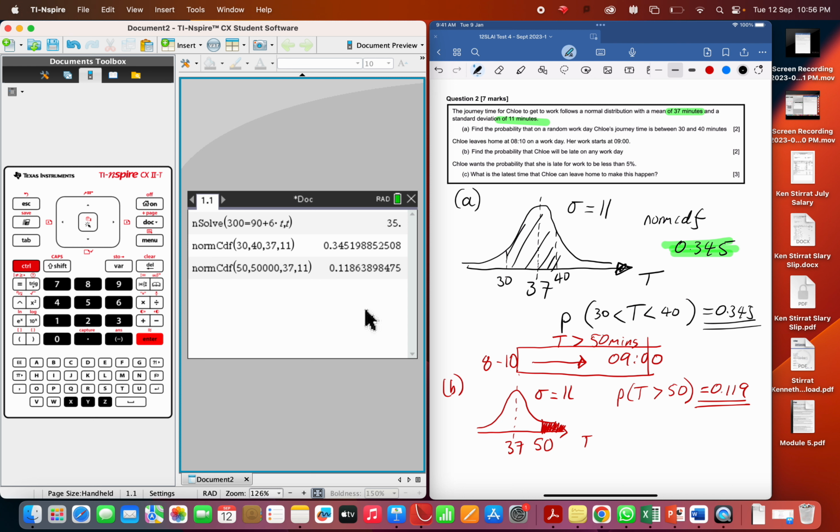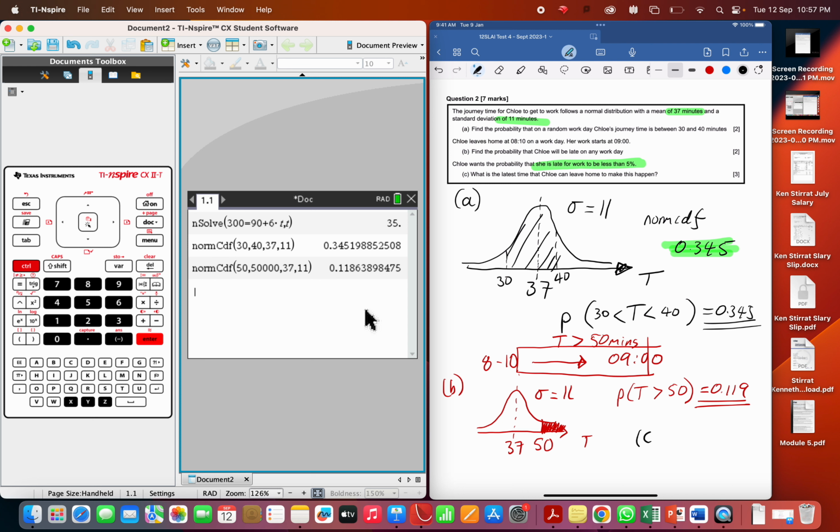Okay, now the last one I think is the hardest one. Let's take our time with it. Chloe wants the probability that she's late for work to be less than 5%. Less than 5%. Well, I think we're going to have to connect part C with part B that we've just done. Here's part C. Let me just get that off. Boom. Just relearning how to use an iPad.